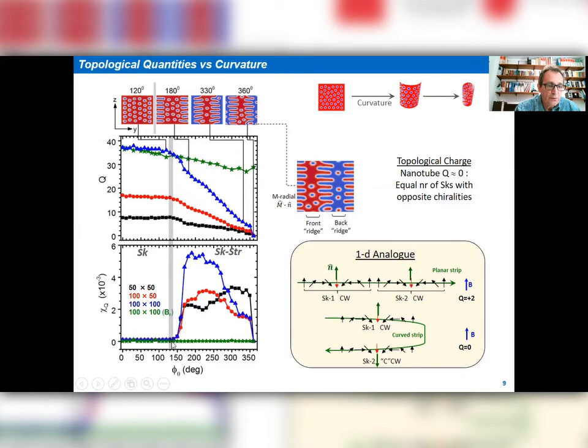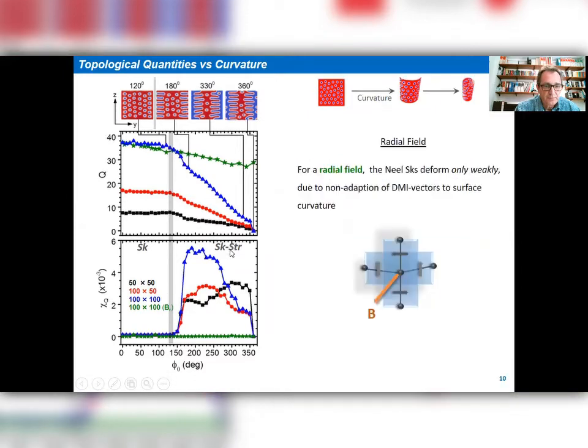I forgot to say before that the critical angle at which the topological charge starts decreasing is associated with a jump in the susceptibility. But this is not really a true phase transition, because on the right-hand side of the jump, you have a mixed phase of skyrmions and stripes. So it's not a clear, pure phase.